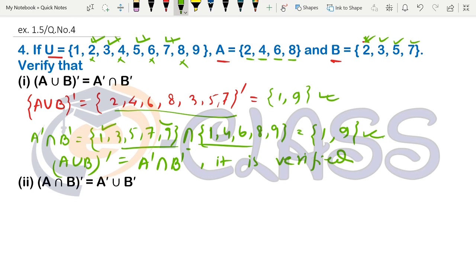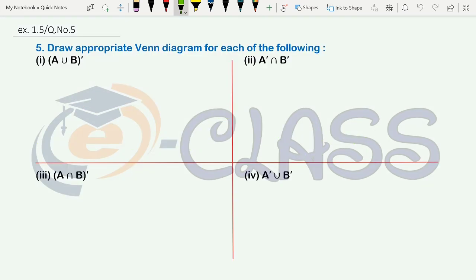Now the second question is also very easy, do it as homework. Now question number 5 is very important. You have to draw the Venn diagram of these sets.